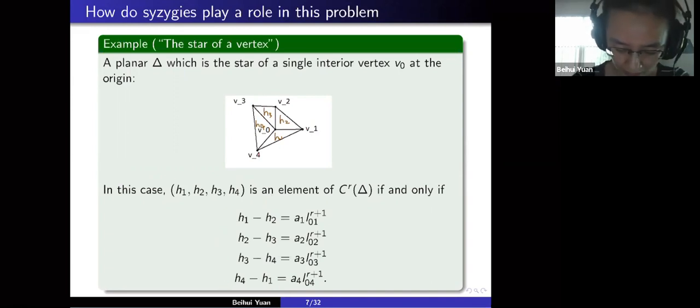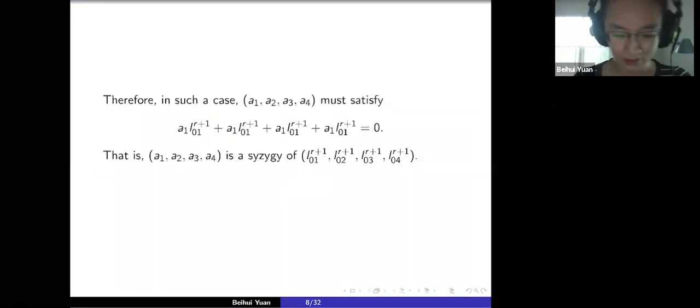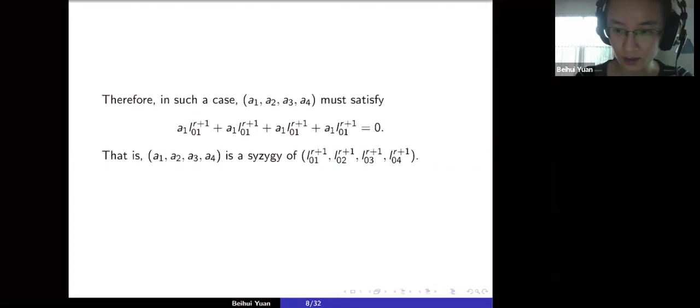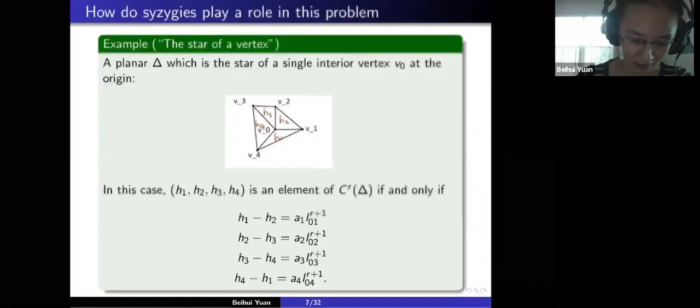Now, if you add these 4 equations together, you will see the left-hand side makes 0. And therefore, we have such an equation. That means in this case, these 4 polynomials must satisfy such an equation. So A1, A2, A3, A4 is a syzygy of the powers of linear forms, right? Okay, so this shows how syzygies enter this problem.